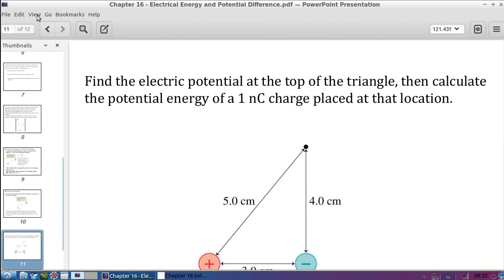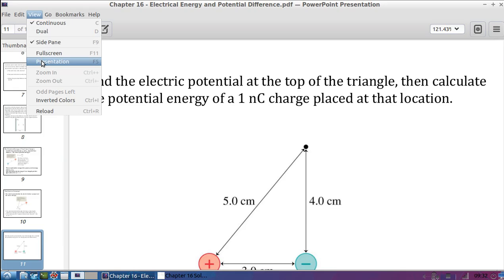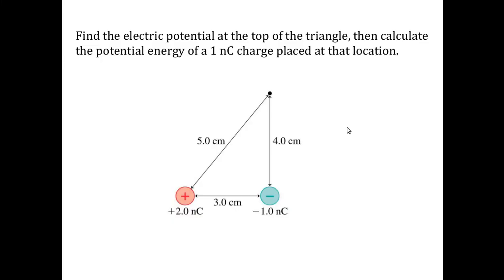Alright, so in this example, we're looking at calculating the electric potential at the top of the triangle, so this point right here. I've got a positive 2 nanocoulomb charge here and a negative 1 nanocoulomb charge at this location. So there's going to be a positive potential due to the 2 nanocoulomb charge here and a negative potential due to the 1 nanocoulomb charge here.